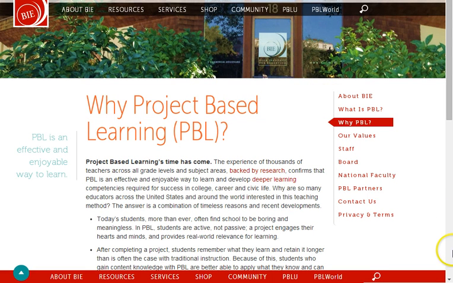According to the Buck Institute for Education, project-based learning, or PBL, is a teaching method in which students gain knowledge and skills by working for an extended period of time to investigate and respond to a complex question, problem, or challenge.